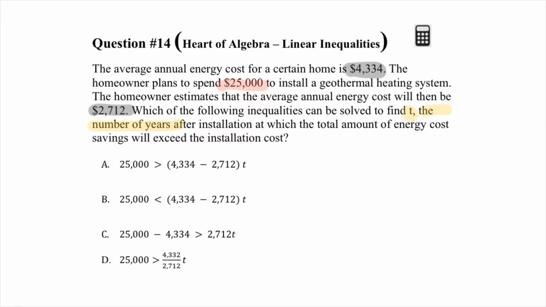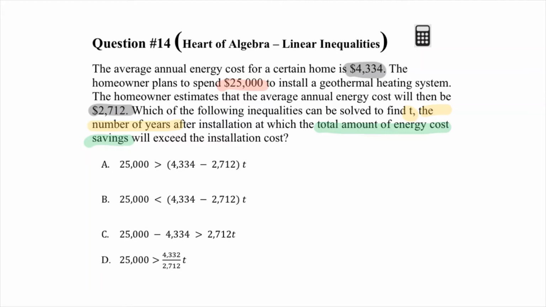Okay, I would like to stress here: total amount of energy cost savings. What does it mean? My question here is, is it 4,334, or 2,712, or the difference of these? Which one do you think?